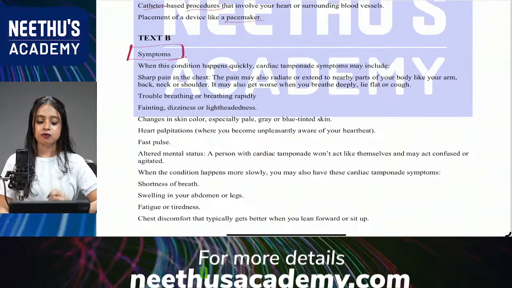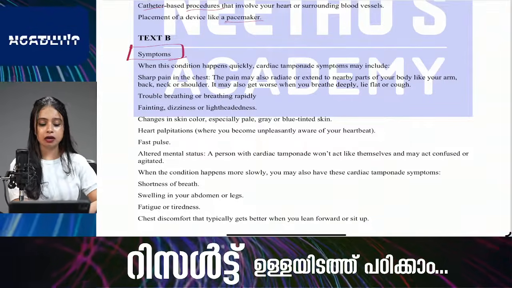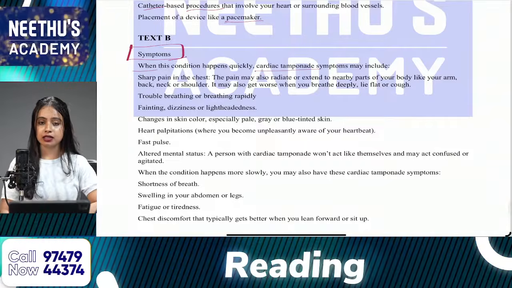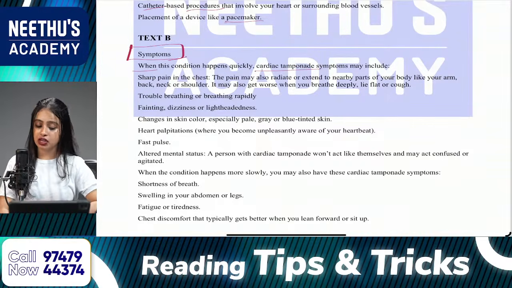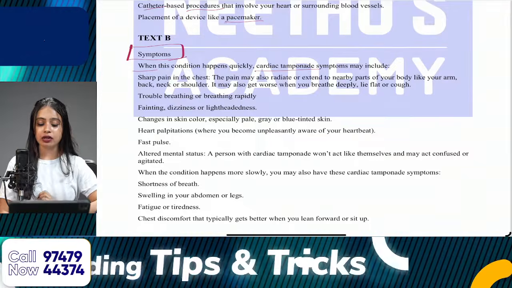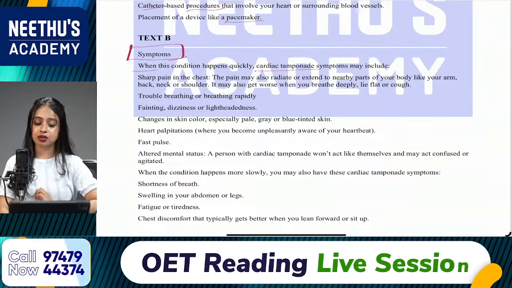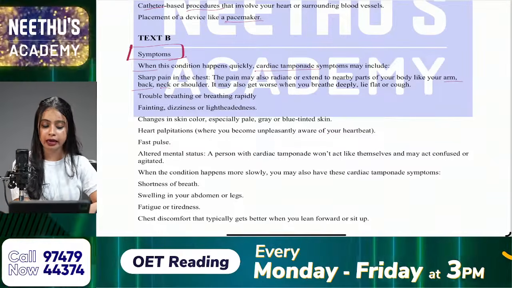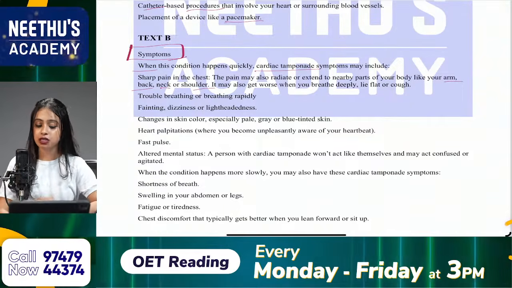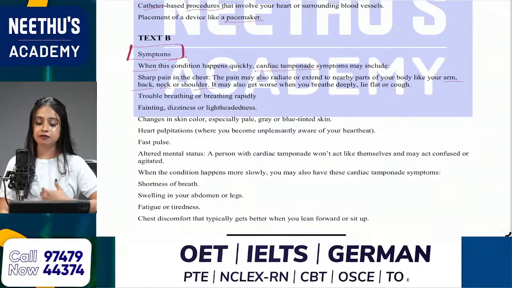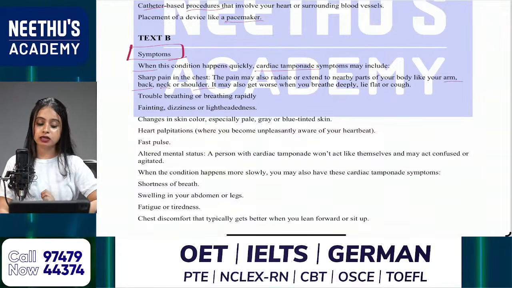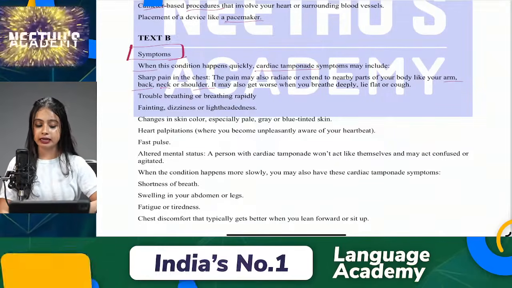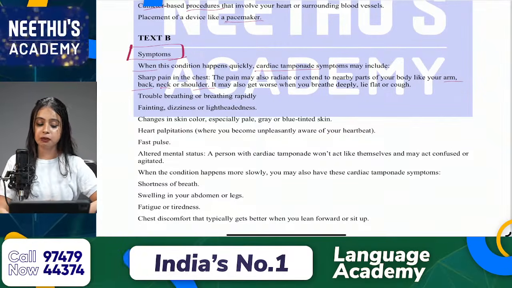Okay, then when this condition happens quickly, so I'm marking the word when, then cardiac tamponade symptoms may include, so again I'm marking the disease condition, sharp pain in the chest. The pain may also radiate or extend to nearby parts of the body like your arm, back, neck or shoulder. So I'm marking all the body parts, arm, back, neck, shoulder. It may also get worse when you breathe deeply, lie flat or cough. Okay, then trouble breathing or breathing rapidly, fainting, dizziness or lightheadedness, changes in skin color, especially pale gray or blue tinted skin.